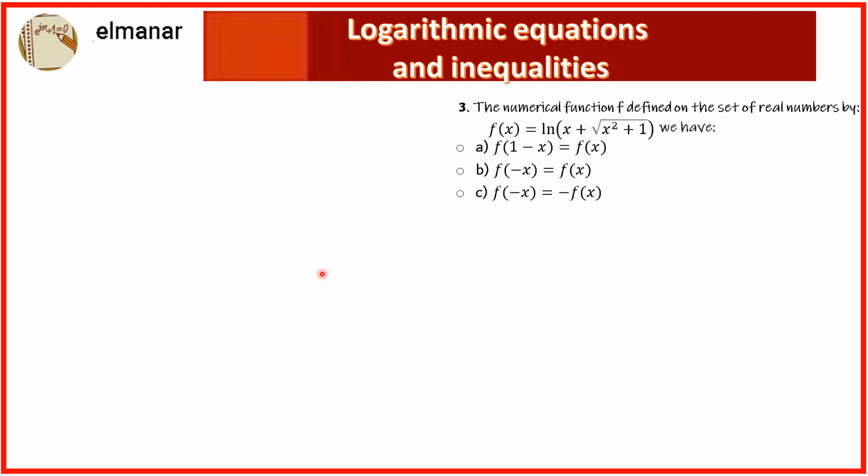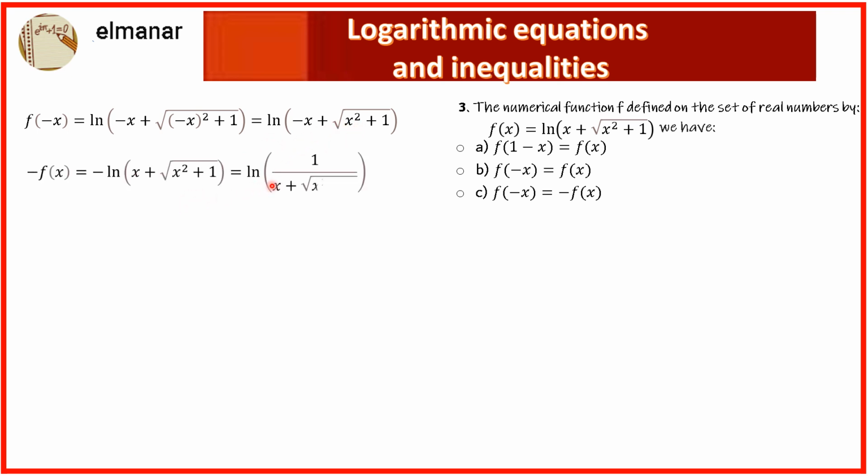We study the parity of the function f. We calculate f of negative x. We find that it equals the natural log of negative x plus the square root of negative x squared plus 1. We multiply by the conjugate to simplify the expression.